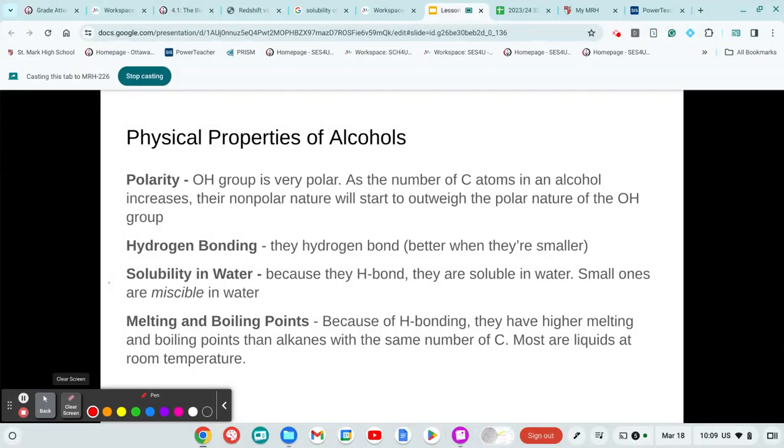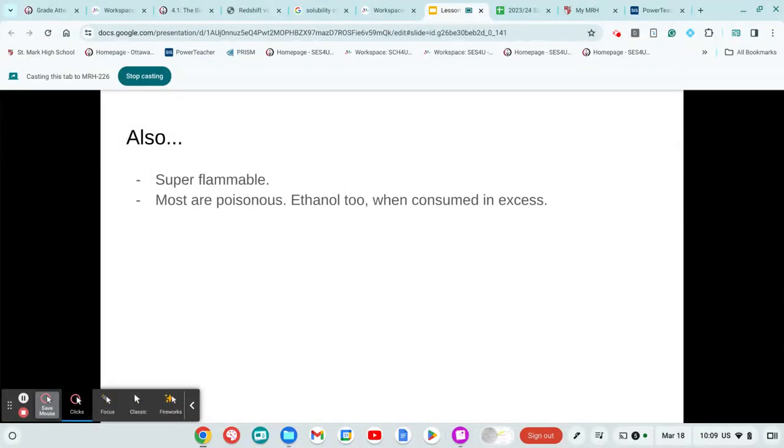Most alcohols are liquids at room temperature, whereas an alkane of the same size, like methane versus methanol: methane is a gas at room temperature, methanol is a liquid at room temperature. Also, they're all super flammable and most of them are poisonous, even ethanol when you drink too much of it.